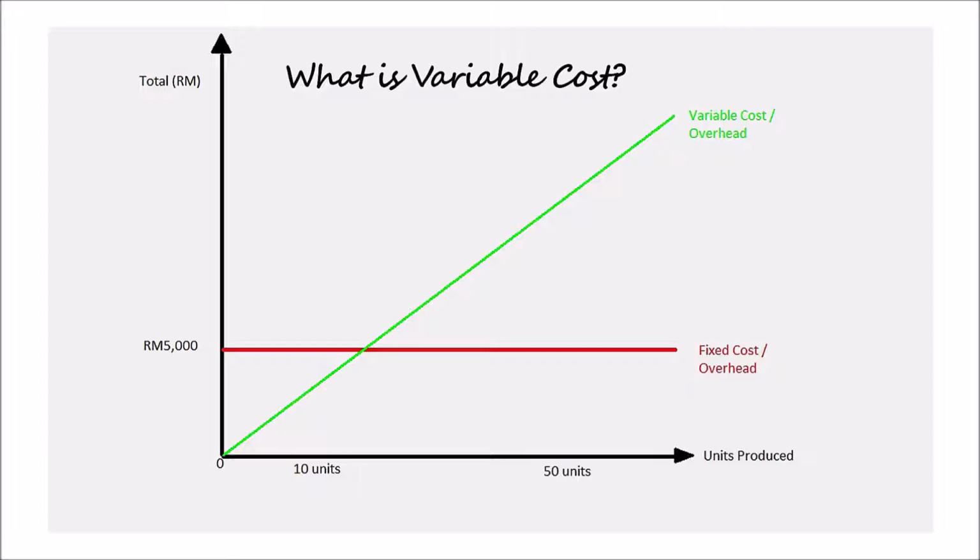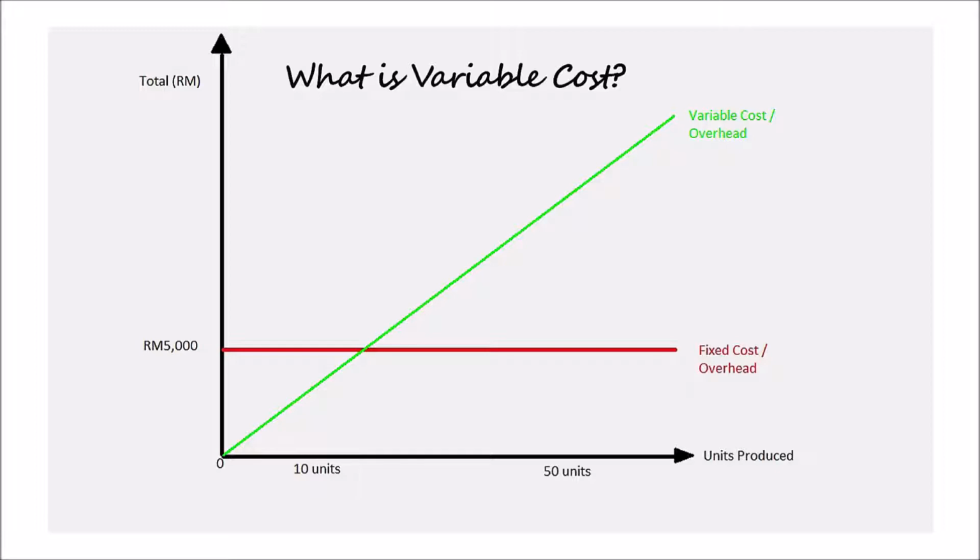As you can see from the graph, the variable cost line goes diagonal. It doesn't go vertical, it doesn't go horizontal, it is diagonal. Why? Because it changes in proportion to the amount of units produced.